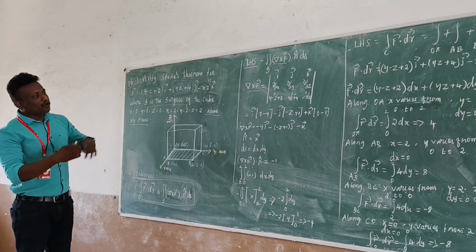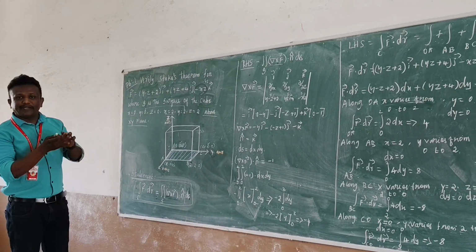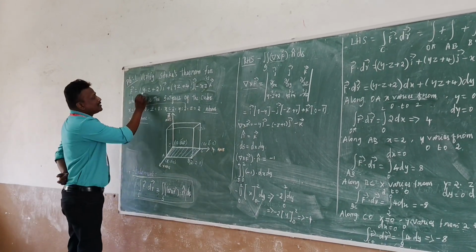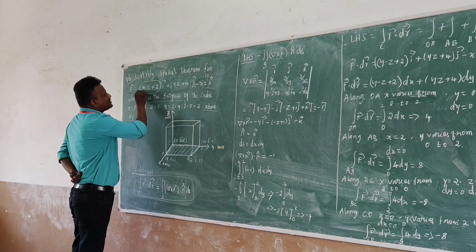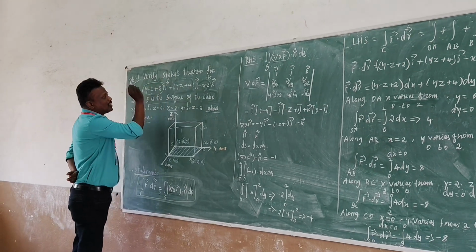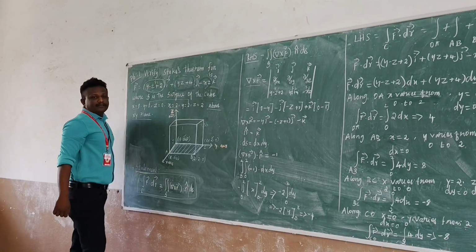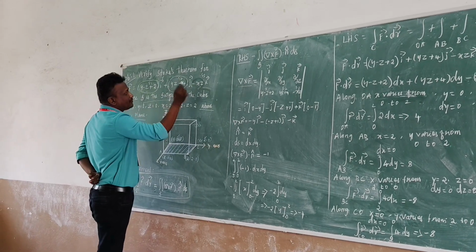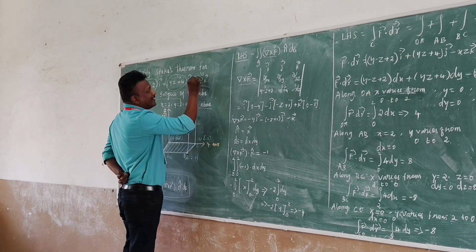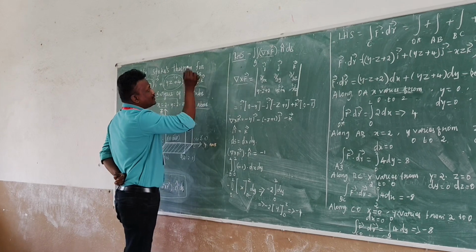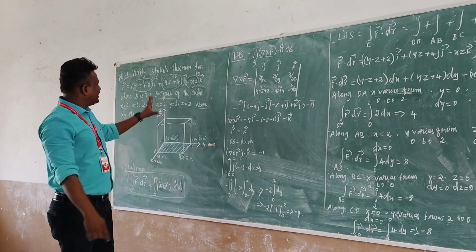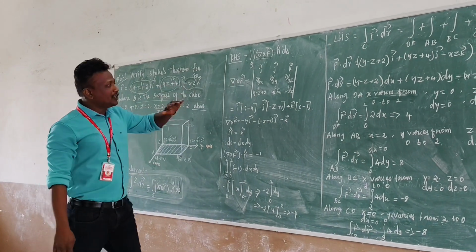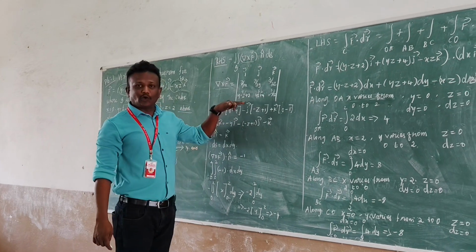From the F vector, I'm going to pick what is f1, f2, f3. The coefficient of the i vector is called f1. Similarly, the coefficient of the j vector is called f2, and the coefficient of the k vector is called f3. After identifying f1, f2, f3, you have to write them in the third row.